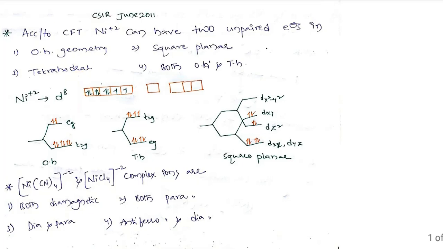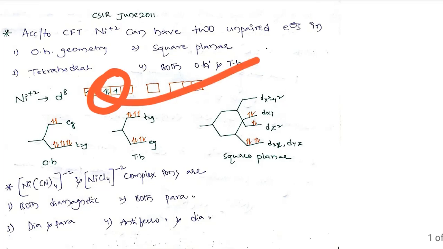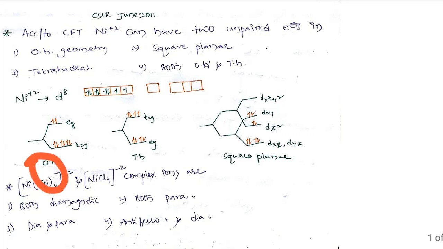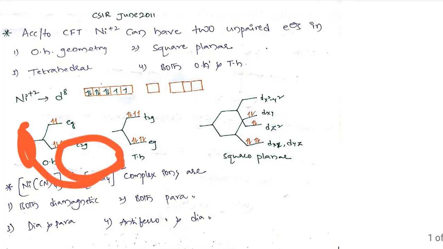In the absence of ligand field effect, the d orbital of nickel is simply considered as degenerate d orbital. In the presence of ligand field, the degenerate d orbital splits into different energy levels based on the approach of ligands. For example, if we consider octahedral geometry around nickel plus 2, the degenerate d orbital of nickel splits into T2g ground state and Eg excited state.